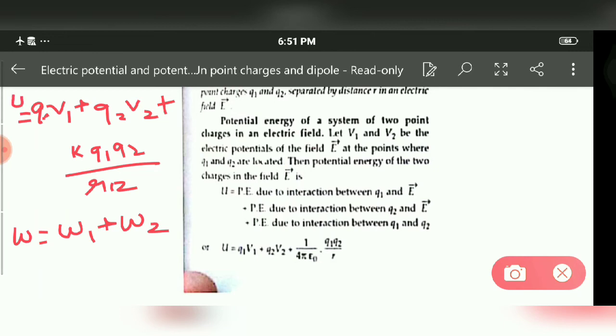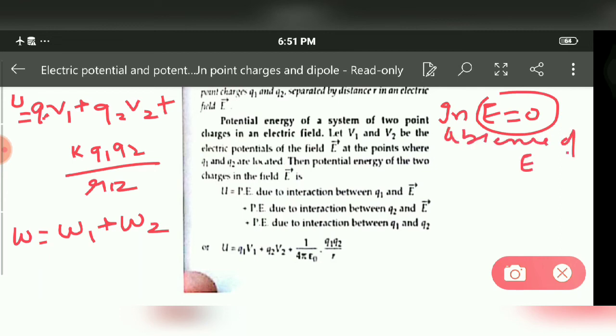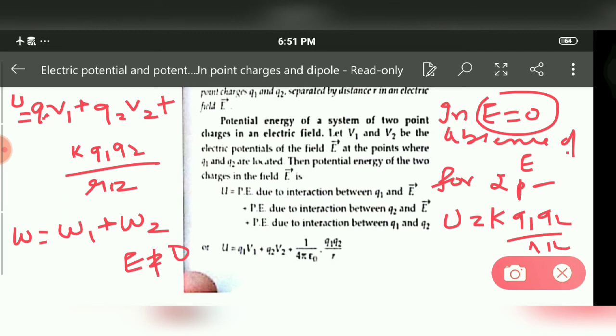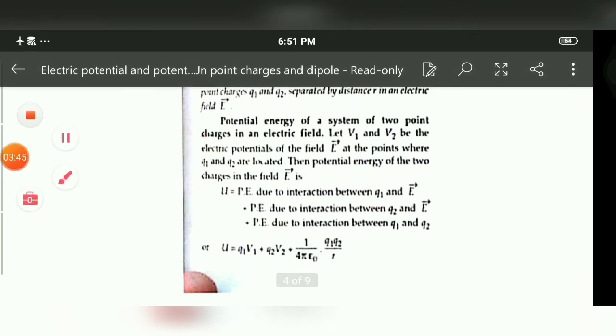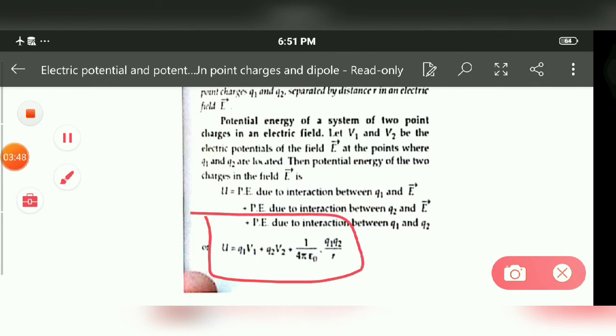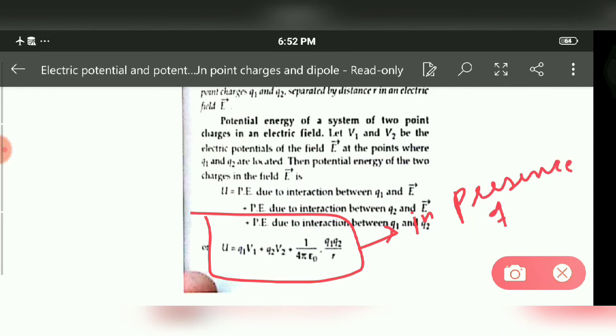U. As we remember, in the absence of E, when E was 0, for the 2-particle system, energy was K Q1 Q2 by R12, but in the presence of field, when E is not equal to 0, for the 2-particle system U is going to be this. So 2 terms are extra over here. So this is the case, and this is the result for the 2-particle system in the presence of field.